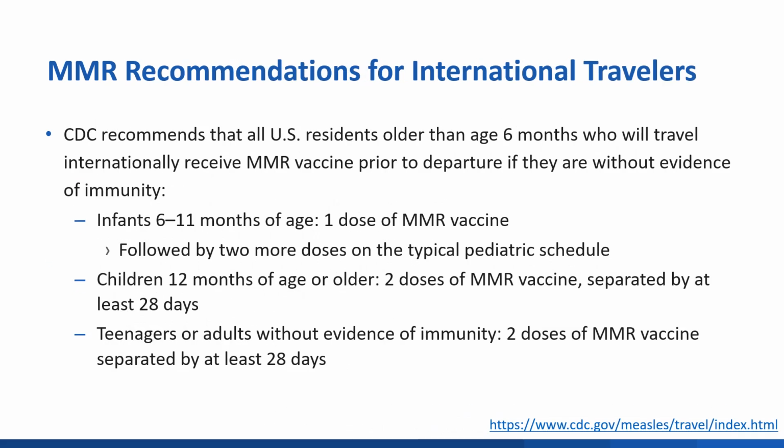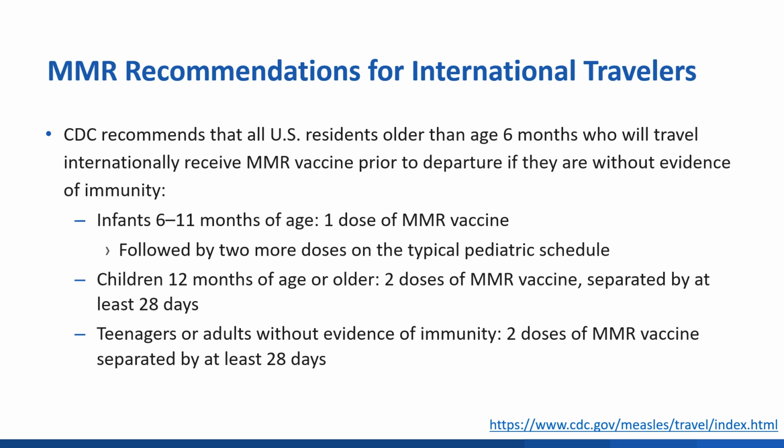So let's talk a little bit more about international travelers. CDC recommends that all U.S. residents older than 6 months of age who will travel internationally receive MMR vaccine prior to departure if they are otherwise without evidence of immunity. And this is different than the routine schedule, which starts at 12 months of age. So infants 6 to 11 months of age who will travel internationally are recommended to get 1 dose of MMR vaccine before travel, and ideally 2 weeks before travel to allow for immunity to take hold, although the vaccination can be given closer to travel if needed. And as we discussed, this should be followed by 2 more doses on the typical pediatric schedule.